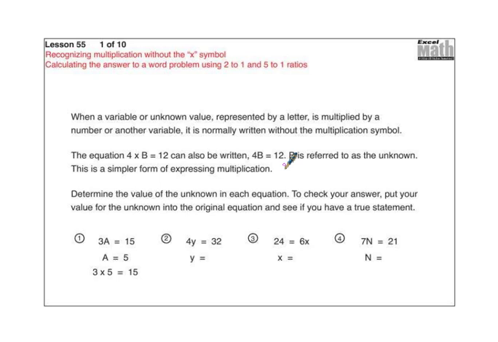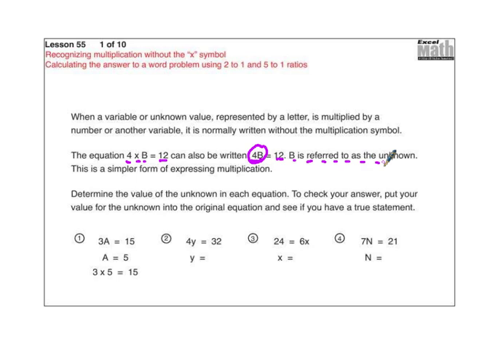It says right here, when a variable or unknown value represented by a letter is multiplied by a number, or another variable, it is normally written without the multiplication symbol, like this. 4 times b is equal to 12 can also be written 4b is equal to 12. So when you see a 4 next to a letter like that, that means 4 times some unknown number, which is b, is going to be equal to 12. And so obviously that b is equal to 3 because 4 times 3 is equal to 12.